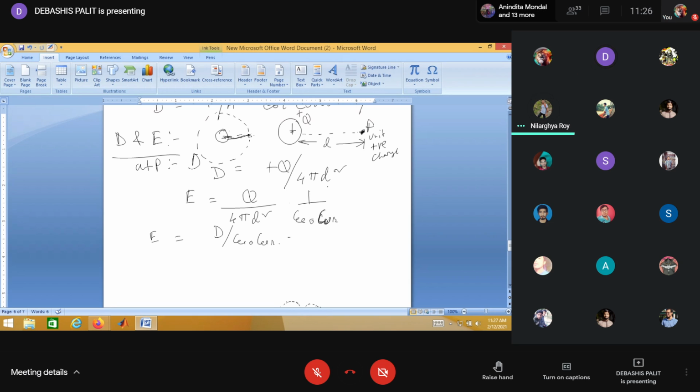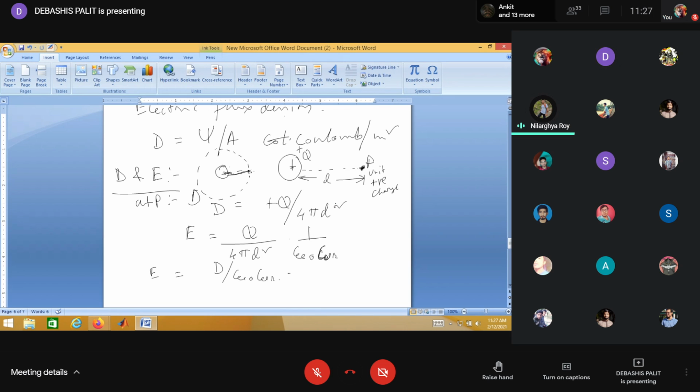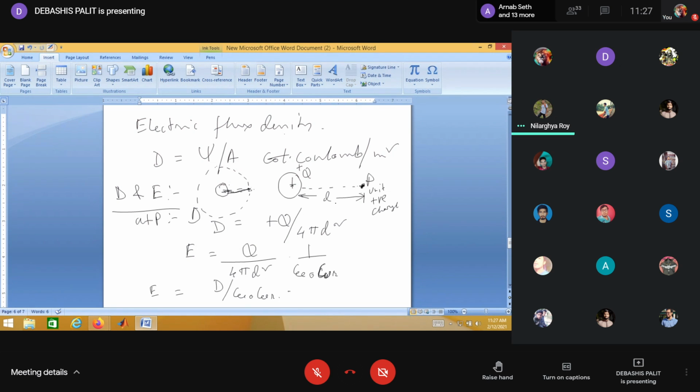Sir, D is the charge density, not the flux density. Capital D is the charge density, right? Actually, charge density and electric flux density are the same. Magnetically, you consider flux density, but electrically, if you consider the charge density, that is nothing but the electric flux density.